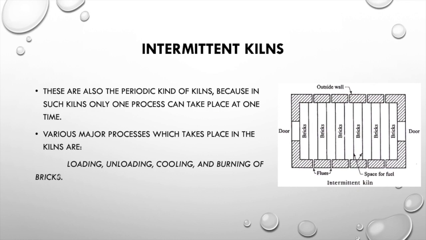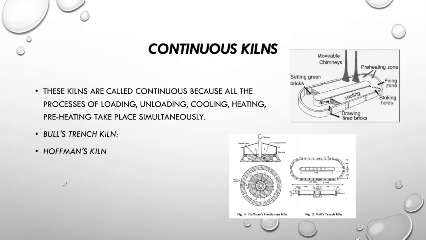In the intermittent kiln, the operations are loading, unloading, cooling, and burning of the bricks. This is an intermittent process in which first a stack is taken into the kiln, and after the total operation of burning it is taken out. In the continuous kiln, these operations are done simultaneously. Feeding is done from one side, and drawing of the fired brick is done from the other side. There are two examples of the continuous kiln, Bull's trench or Hoffman kiln. You can see the examples here: this is the Hoffman continuous kiln and this is the Bull's trench kiln.